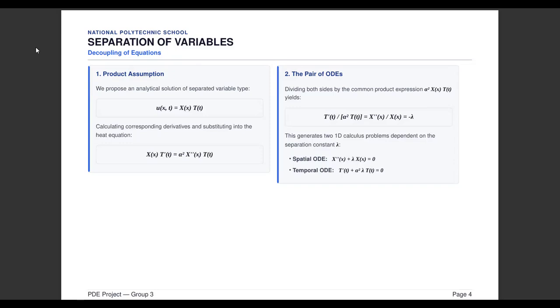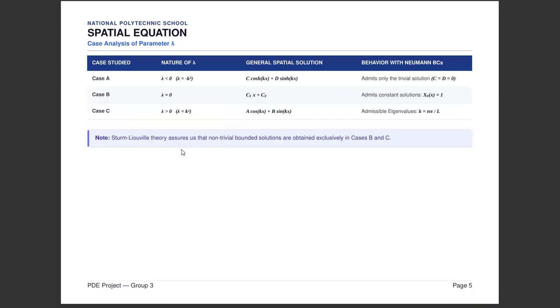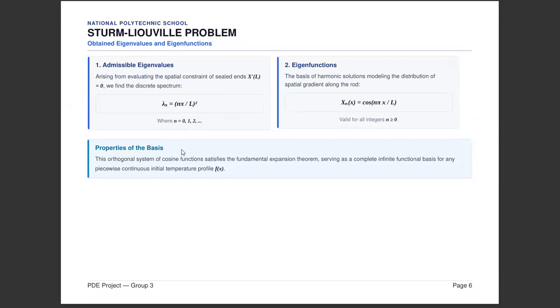Next slide, please. We analyzed three possible cases: negative eigenvalues, zero eigenvalue, and positive eigenvalues. Only the zero and positive eigenvalues produce non-trivial solutions. Next slide, please. Finally, we obtain the eigenvalues lambda n equal (n pi over L) squared, and the corresponding eigenfunctions X_n equal cos(n pi x over L).